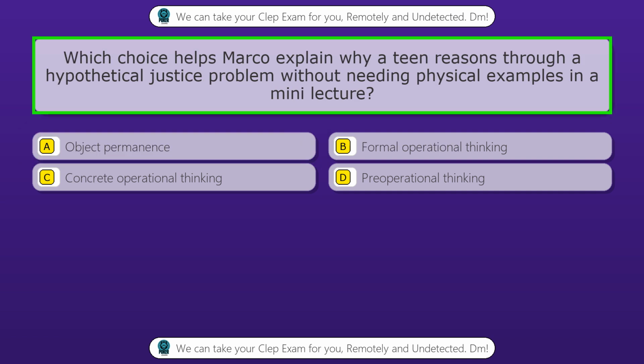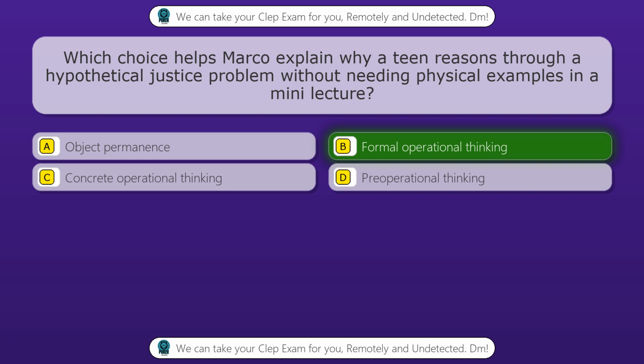Question 17. Which choice helps Marco explain why a teen reasons through a hypothetical justice problem without needing physical examples in a mini-lecture? Option A, object permanence. Option B, formal operational thinking. Option C, concrete operational thinking. Option D, pre-operational thinking. The correct answer is option B, formal operational thinking.